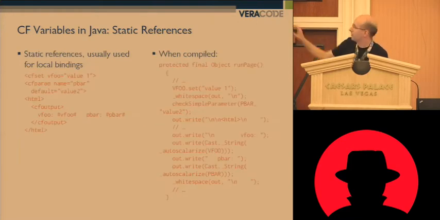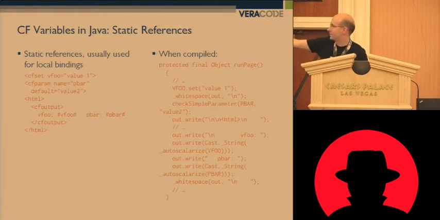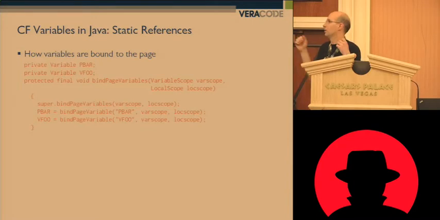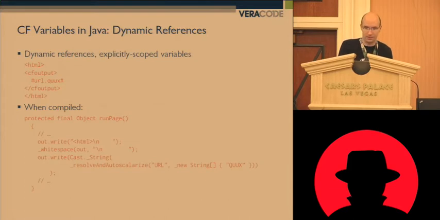But that's not the only case. As I mentioned earlier, you can specify the name of a variable to set dynamically, and I think I have a slide later that shows that. So here's the setup for how those get bound. Those variable scope and local scope objects are basically tables. They represent all of the variables in a given scope, and here's the setup method that binds them.